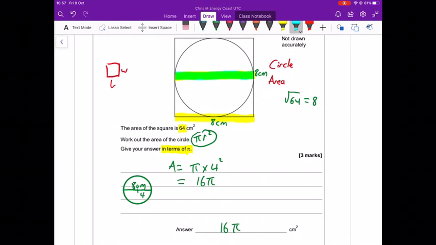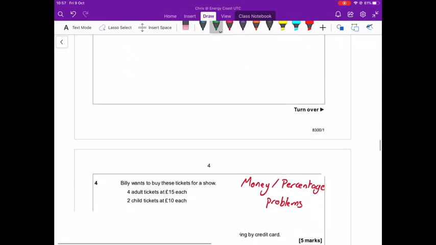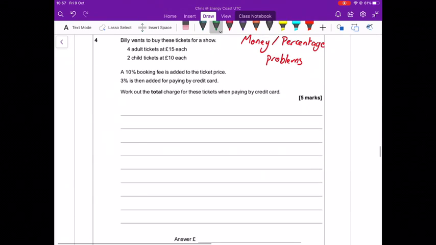So let's just recap really quickly. Diameter was 8, so the radius, halfway across, was 4. So it's pi times 4 squared, which is 16 pi, and then we're done. Okay, let's move on. Right, this one should be straightforward. 5 marks is a lot of marks. You need to be able to get full marks on this one, really. It's just about percentages and a bit of money work.